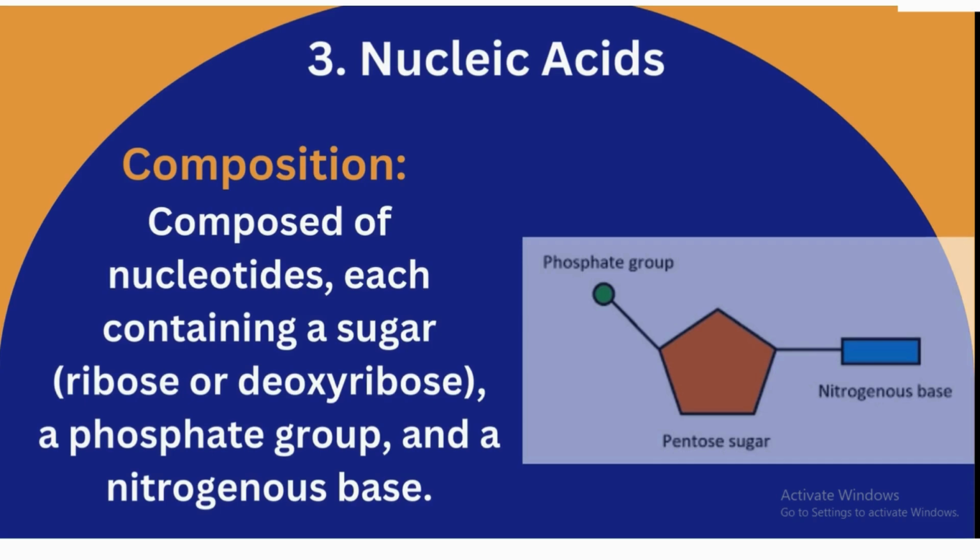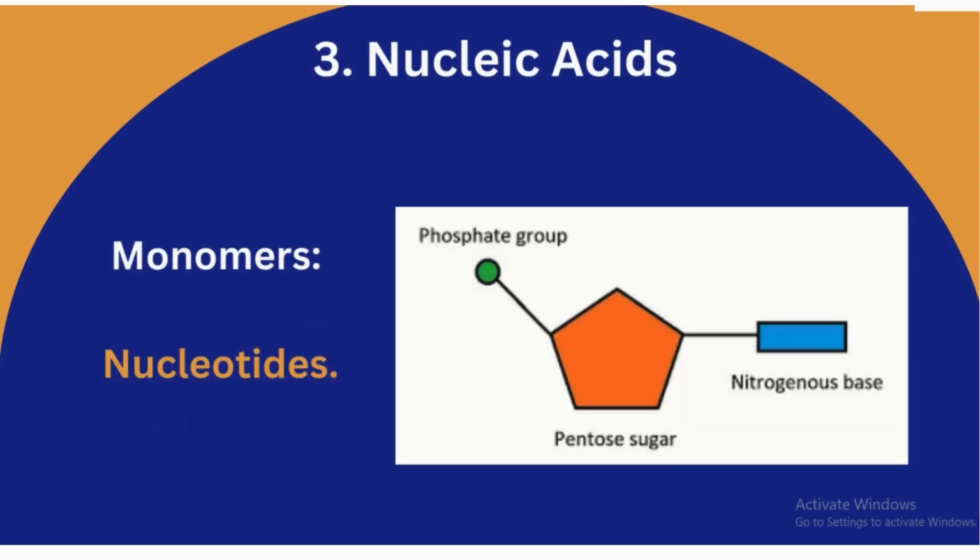So now we discuss the third biomacromolecule, which is the nucleic acids. On the basis of composition, they are composed of nucleotides, each containing a sugar, that is ribose or deoxyribose, a phosphate group and a nitrogenous base. So the monomer of the nucleic acid is the nucleotide, which consists of the pentose sugar, the phosphate group, and different nitrogenous bases making the monomer of the nucleic acids.